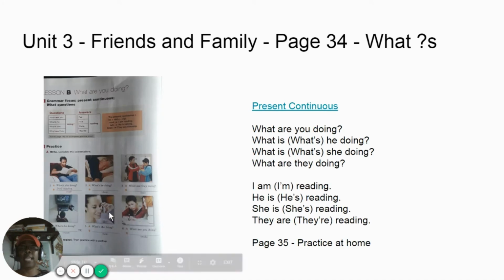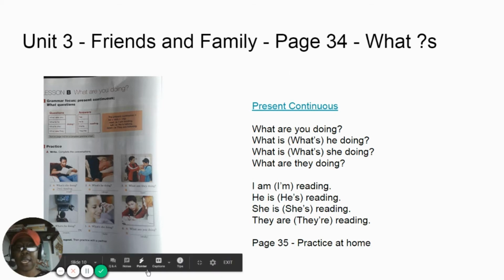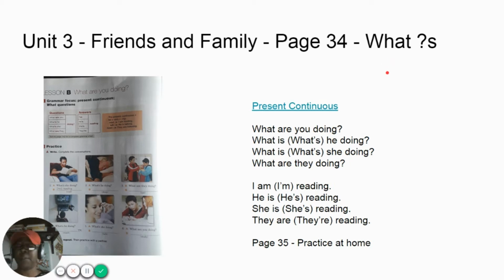So let's talk about the present continuous and the what questions. We are going to review page 34. We actually did page 34 the other day. We're going to review page 34 in our workbook, and I'm sorry, in our student book. You should have these pages in your student book, or you should have received them from me.